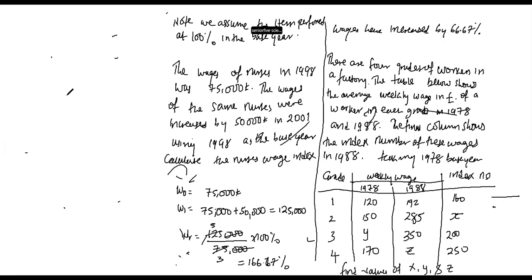Now grade 2, we have the base year. The base year wage is 1978, which is 150. Then the current year wage of 1988 is 285. The index number is the wage relative they're asking for, which was given as X. So the question wants us to find X.